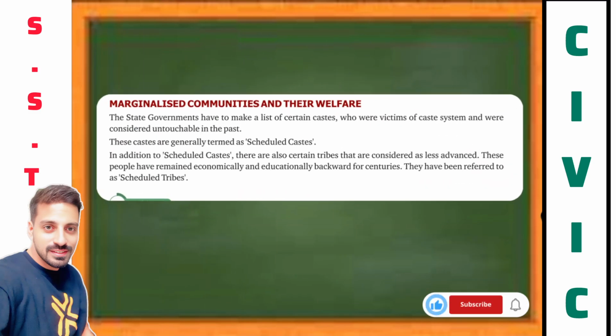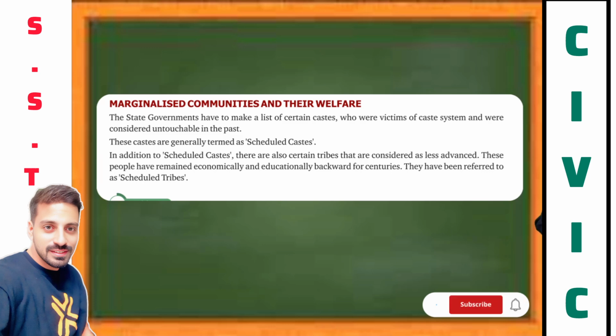Marginalized communities and their welfare. The state governments have to make a list of certain castes who were victims of the caste system and were considered untouchable in the past. These castes are generally termed as scheduled castes. In addition to scheduled castes, there are also certain tribes that are considered as less advanced.